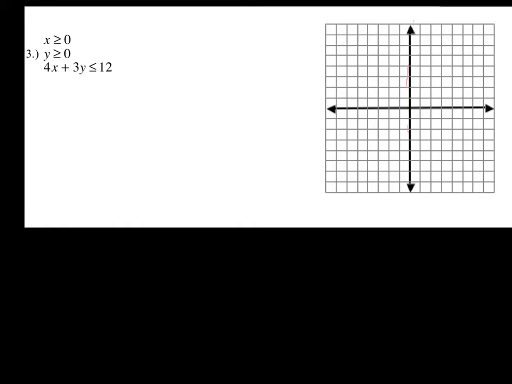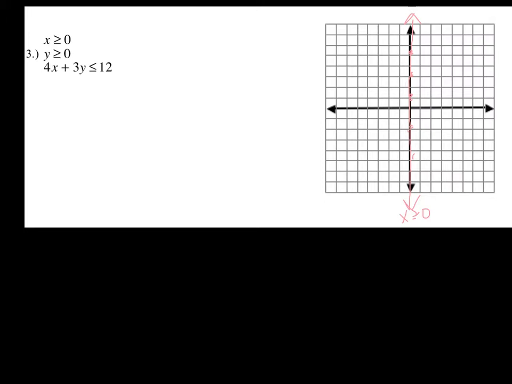Let me try again. So the y-axis is x equals 0. I'm using a solid line because of the equal to. Because any point along here has an x value of 0. Y can be anything you want. We just needed x to remain 0.